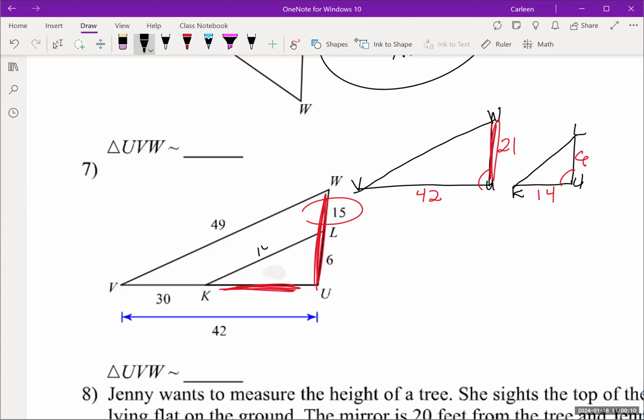This is 14. Okay, so my bad. What is this right here? What am I going to do to get... yeah, you guys were like, what is she doing? You guys knew ahead of me, huh? So I'm going to take 42 and subtract 30. This, my friends, is 12. Sorry about that. So this is 12.